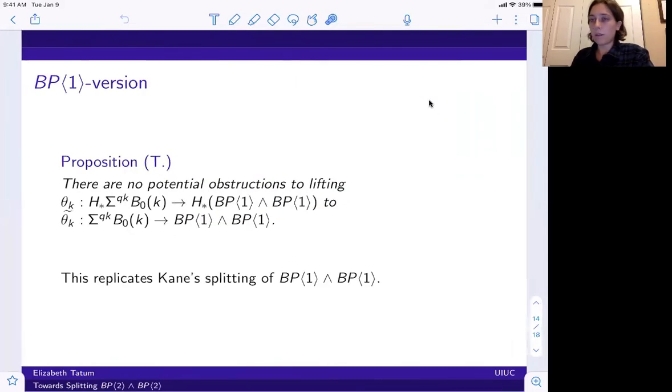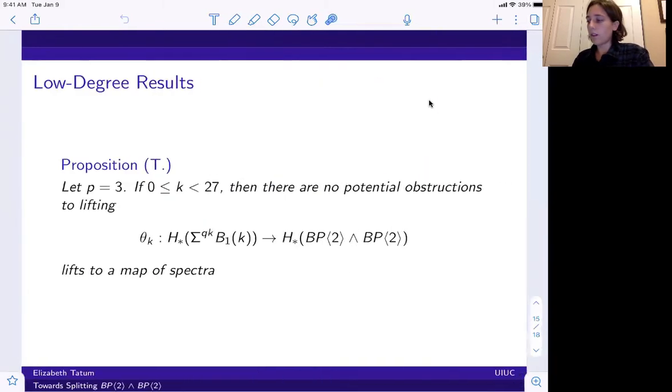As a warm-up to the BP2 case, I tried the BP1 version, and things work out very nicely there because there just aren't any potential obstructions to lifting these maps theta k. So that replicates Kane's splitting of BP1 smash BP1. And in very low degrees, it looks like you'll have the same thing for BP2 smash BP2. For example, at the prime 3, you don't see any potential obstructions when k is less than 27. But once k is equal to 27, you start to see many potential obstructions. There are lots of classes that a differential of theta k could hit.